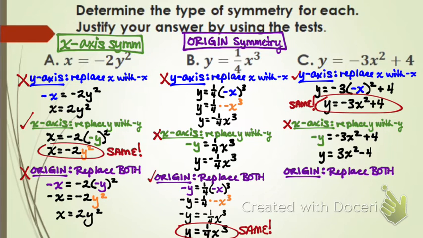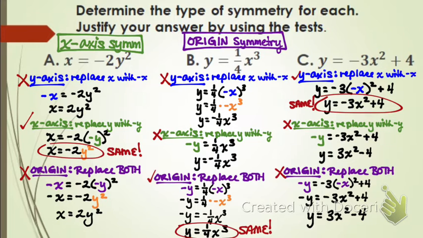Let's find out about origin symmetry. I'm going to replace y with negative y. I'm going to replace x with negative x. Plus 4. So I have negative y equals negative 3x squared plus 4 when I do my exponent. I divide everybody by negative 1. I get y equals 3x squared minus 4. Do we have origin symmetry? No. So on this one, we only have y-axis symmetry.